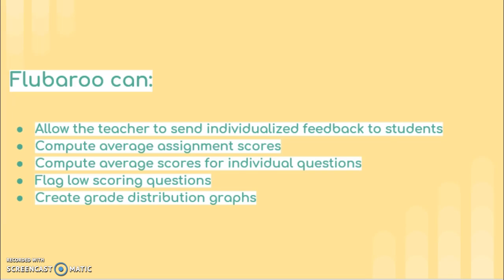It allows teachers to send individualized feedback to students, compute average assessment scores, compute average scores for individual questions, flag low-scoring questions, and create grade distribution graphs. You can also issue stickers and digital badges to students, which would be better for primary. You can use partial credit for text box questions instead of just all wrong or all right. You can assign extra credit, and you can also use Flubaroo to automatically email grades to students.